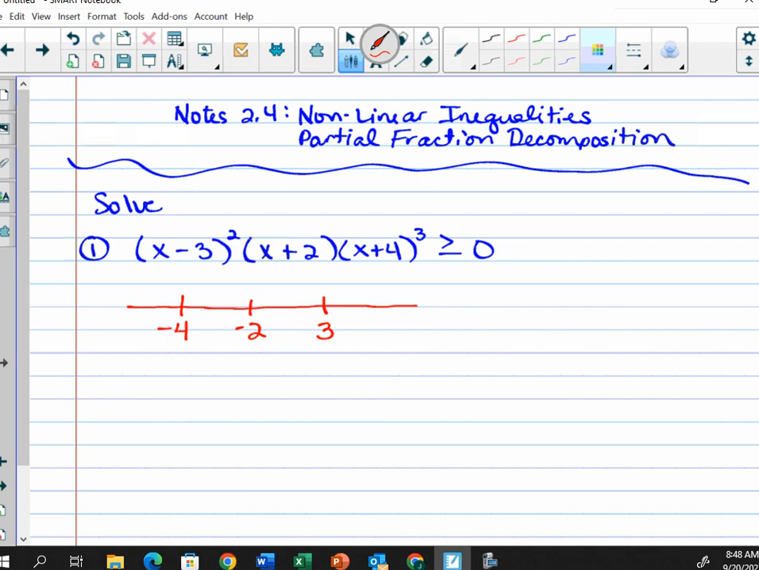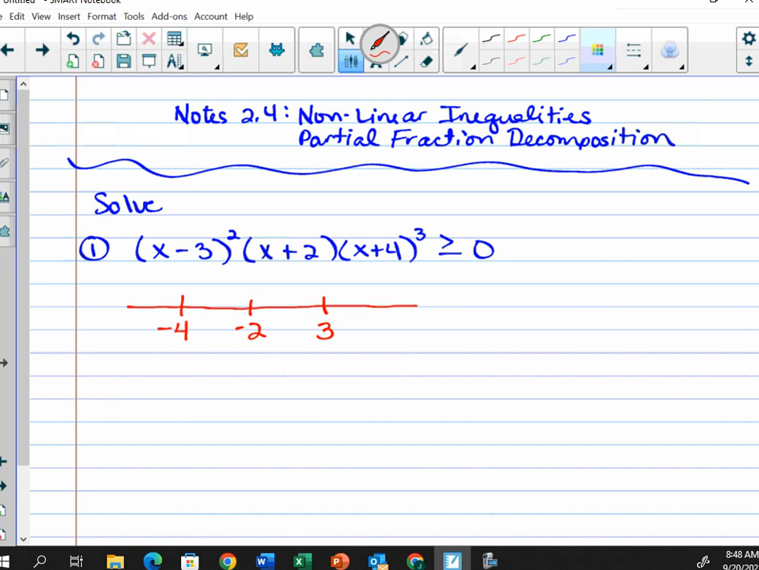So guys, this is not a domain question, right? This is a polynomial. The domain's all real numbers. There's no fractions, no square roots. We're simply using the number line because it's an inequality that we're being asked to solve, okay? Just want to make sure we're clear on that.